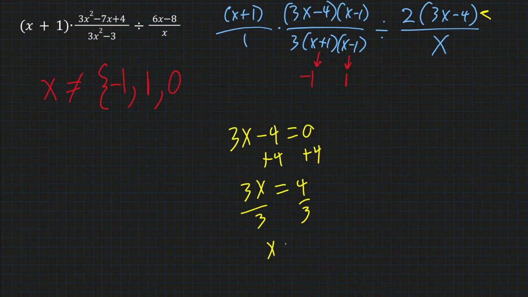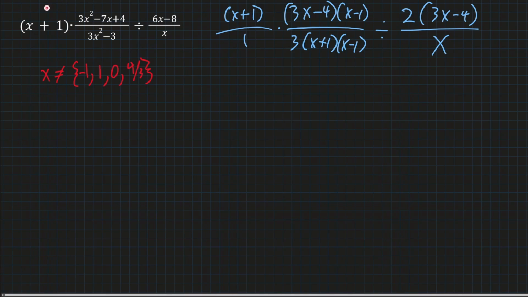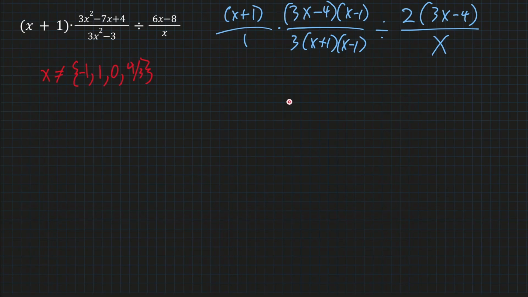So for that to become equal to 0, x would need to be 4/3. So that is the fourth value that we are not allowed to use. x cannot be negative 1, 1, 0, or 4/3. Now that we have all of those values excluded that we cannot use, let's start canceling out factors. Let's start reducing this down to as simple of an expression as possible.